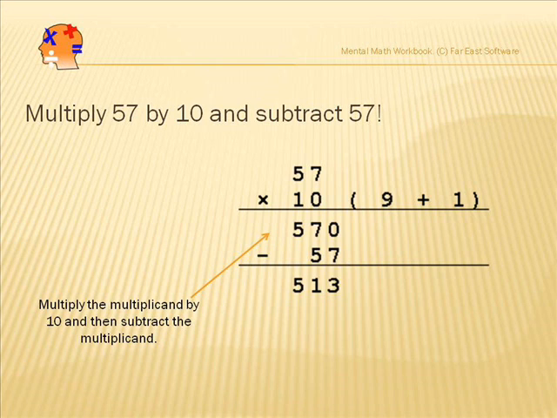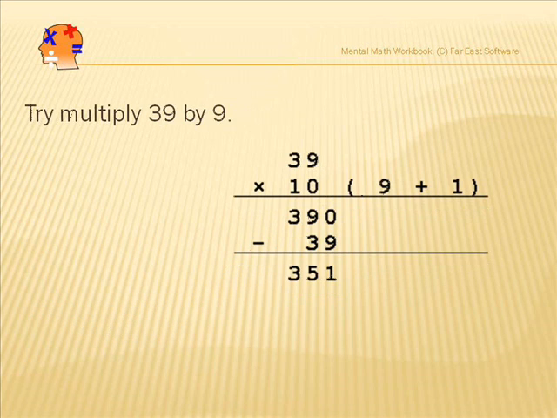So the first step is to multiply 57 by 10, and in this case the result would be 570. From 570 we must subtract 57, so the final answer is 513. This is much easier to do in the head rather than having to multiply 57 by 9 and doing the carryover and remembering the carry, etc.